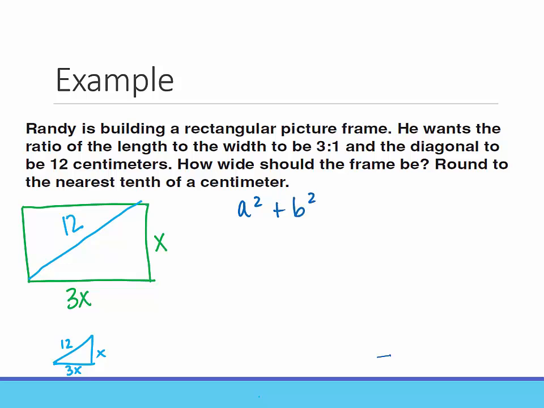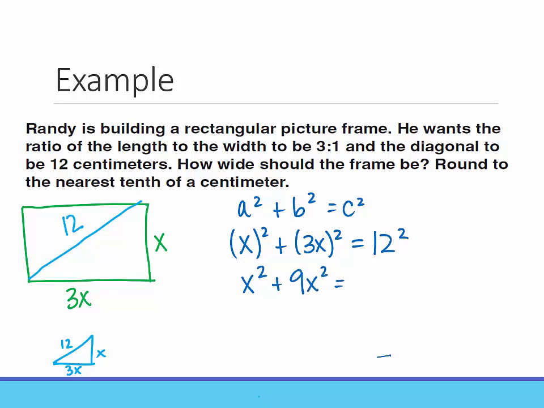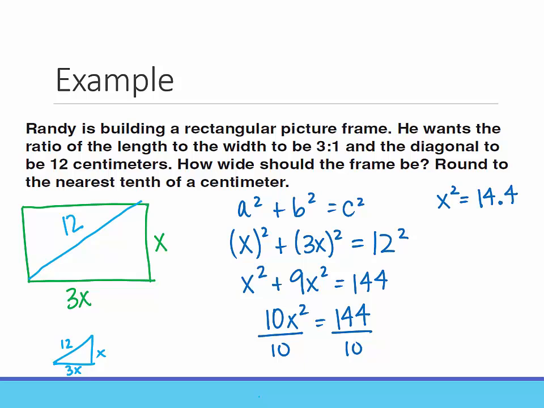So again, let's use the Pythagorean theorem. Remember, it doesn't matter what leg we stick in for A and what leg we stick in for B. This is going to equal 12 squared. So we get x squared plus 9x squared equals 12 squared, which is 144. 10x squared equals 144. And then we have to divide by 10. Remember, you need to get the x squared alone before you can take the square root. So we get 14.4. Now, let's take the square root.